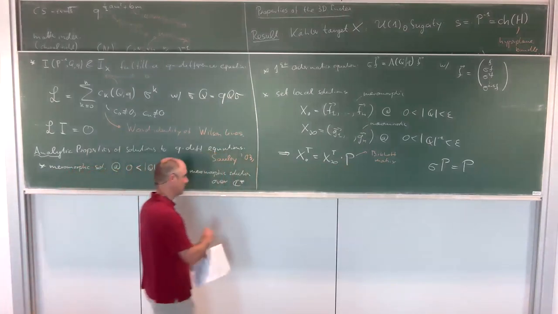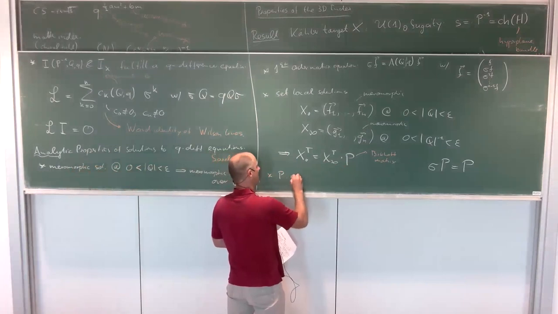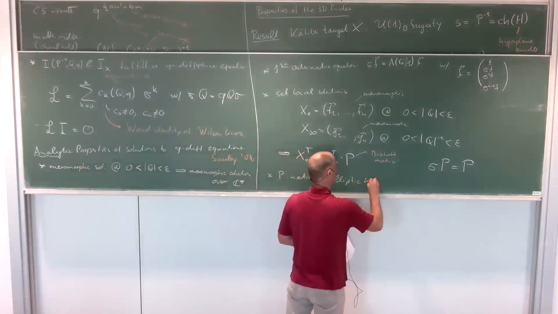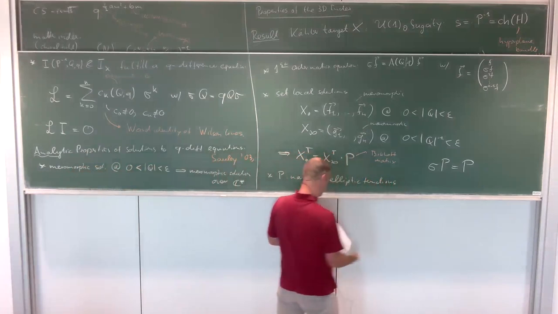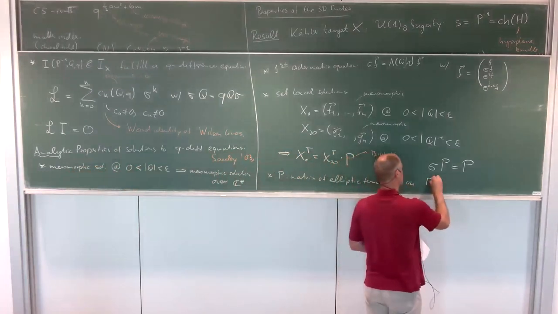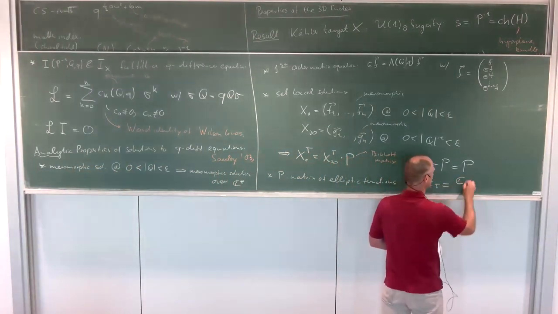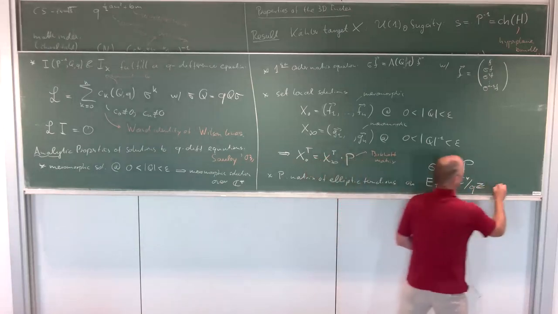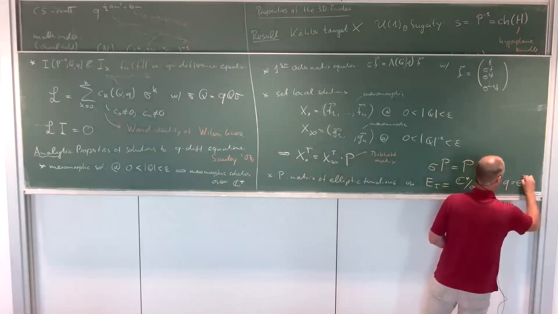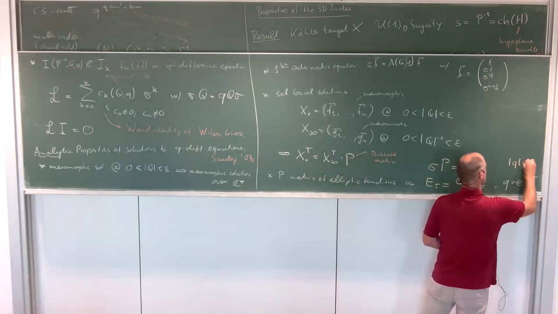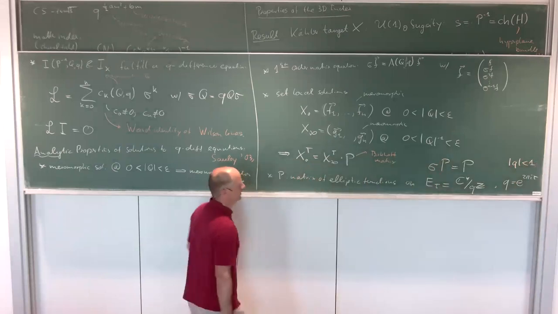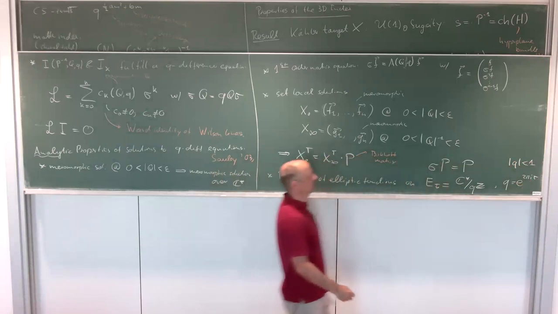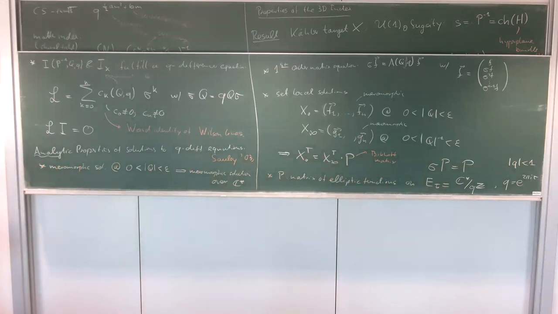So a consequence of this is that P is actually a matrix of elliptic functions, meromorphic elliptic functions on the elliptic curve e tau, which is C star divided by q to the Z, where q, little q, and this is one reason why it's nice to choose q to be smaller than one. You can identify so that the complex structure parameter of that elliptic curve is essentially the exponent of this little q.